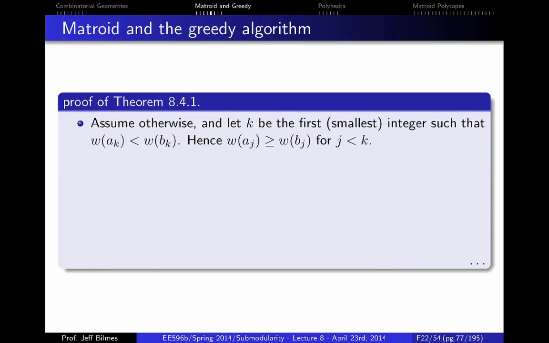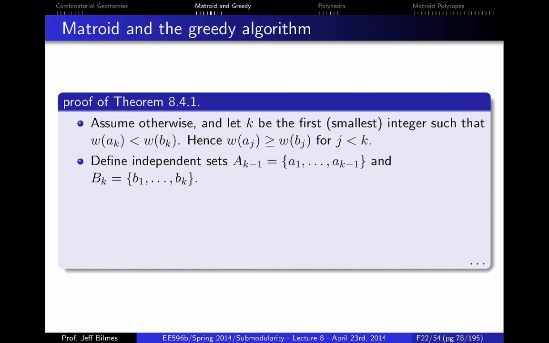To show this, let's assume to the contrary that there is some position K where the kth item chosen by greedy is strictly less than the kth item in this other base. Remember, we've sorted both of them decreasing by weight. K is the first such position, so that means for all items less than K, the weight of the item chosen by greedy is greater than or equal to the weight of the item in that other base.